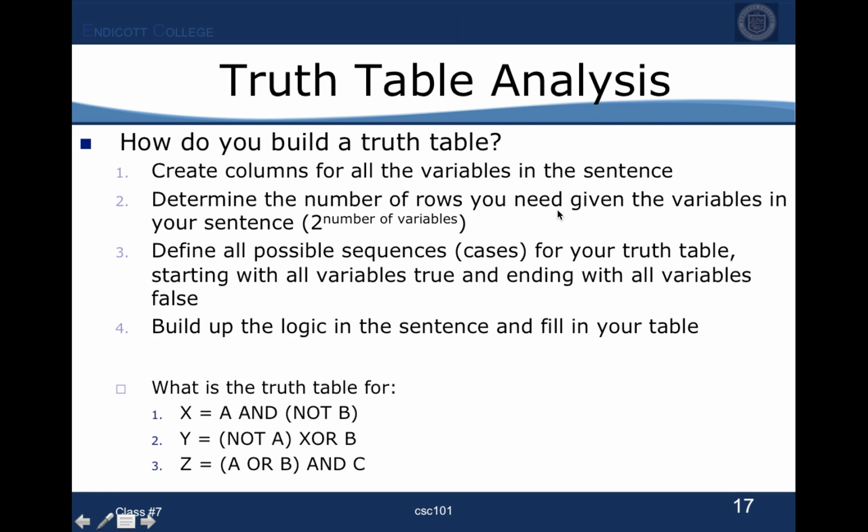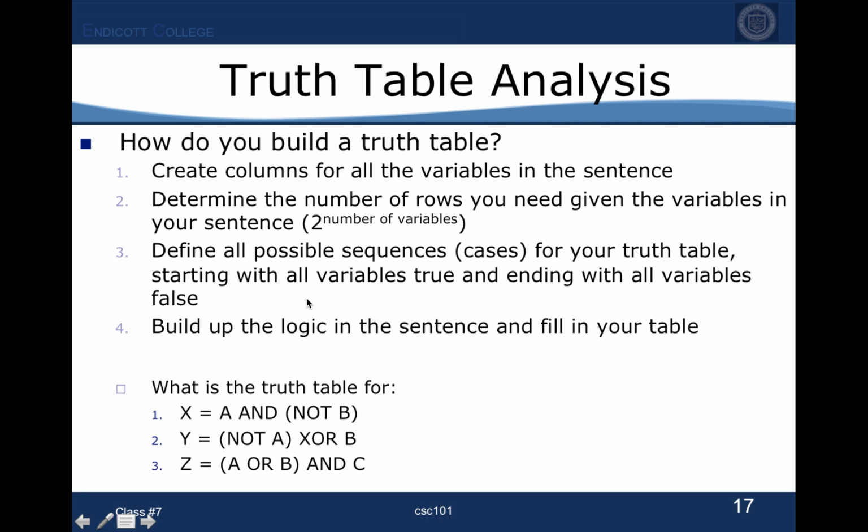Determine how many rows you need. So remember, for the number of variables you have, you need to do all the possible combinations of true, false. If you have 2 variables, like we've had in our last couple examples, we needed 4 rows, because there were 4 different combinations of true, false. But if there's 3 variables, or 3 propositions, like in my third example down here, I have A, B, and C, there's a whole bunch more combinations of true, false that I'm going to need to investigate.